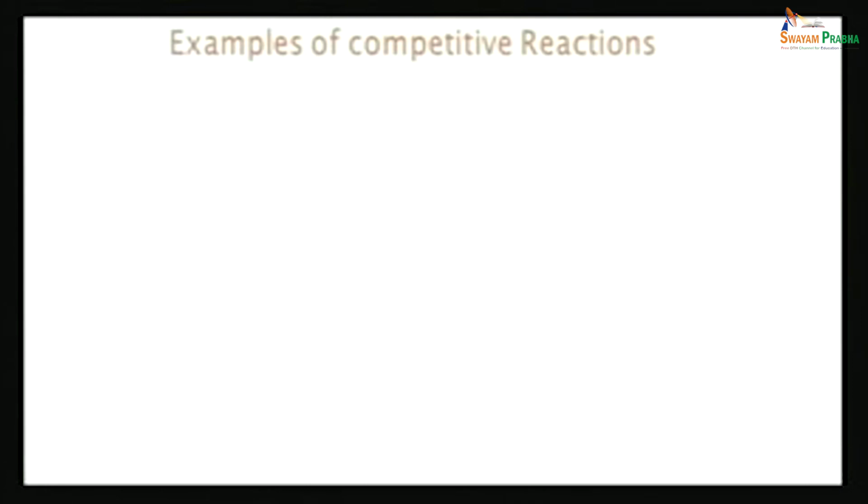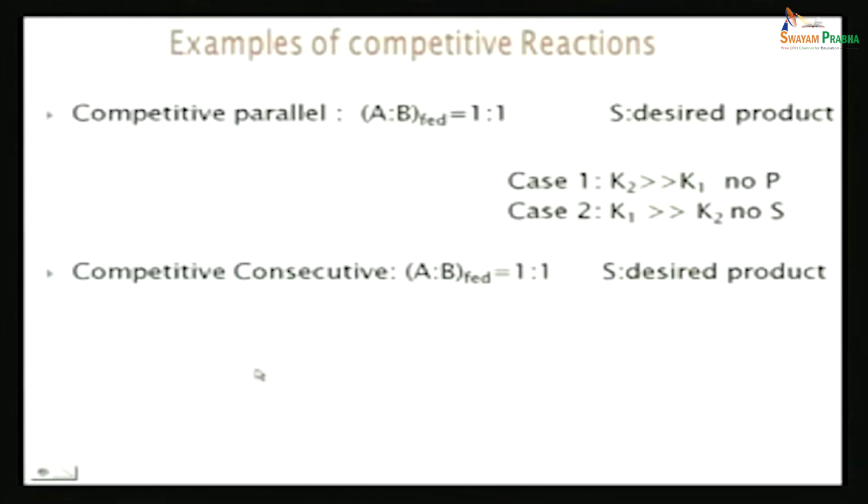What I'll start with are examples of competitive reactions. There are 2 kinds of competitive reactions. One is called competitive parallel, and the other one is called competitive consecutive. Let's assume that A and B are your feed and S is your desired product. I want you to tell me what would be a competitive parallel reaction to start with. You've studied this in your chemical reaction engineering. A gives S and D gives S. Parallel is simple.